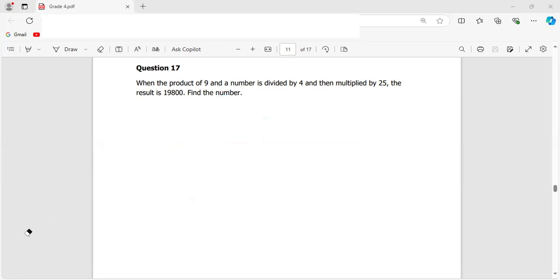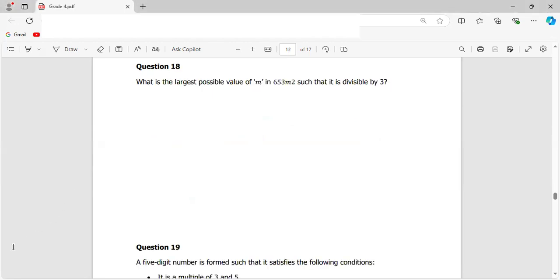Let's move on to question 18. Now, what is the largest possible value of m in this number, which is 653m2, that is divisible by 3? So what is the divisibility rule for 3? That the sum of the digits has to be divisible by 3. Now, the sum of the digits is 16. 16 is not divisible by 3.